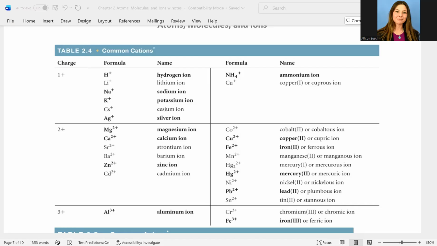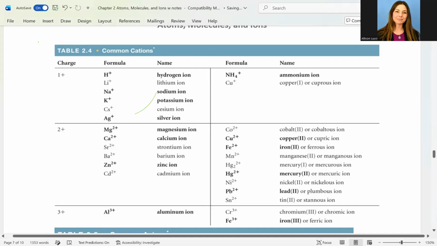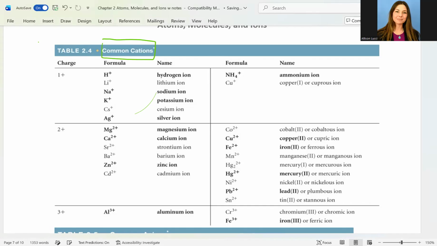In this video, I'm going to introduce some common ions that will be useful in what we call nomenclature, or naming ionic compounds. So we see table 2.4 here, which lists some common cations up top. And we have our +1 charge cations. So these are all the group 1 metals, including also the silver ion. Silver forms one ion and it has a +1 charge, so it's listed in this grouping here.